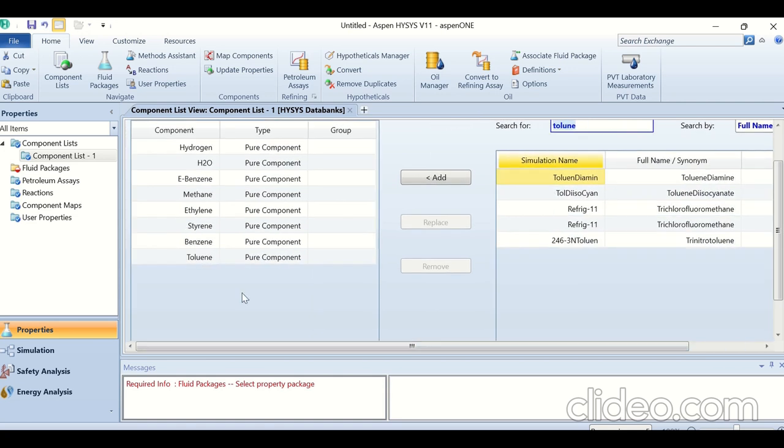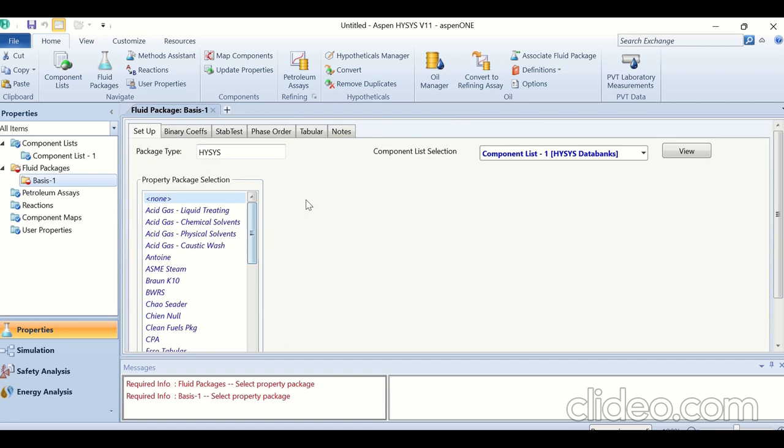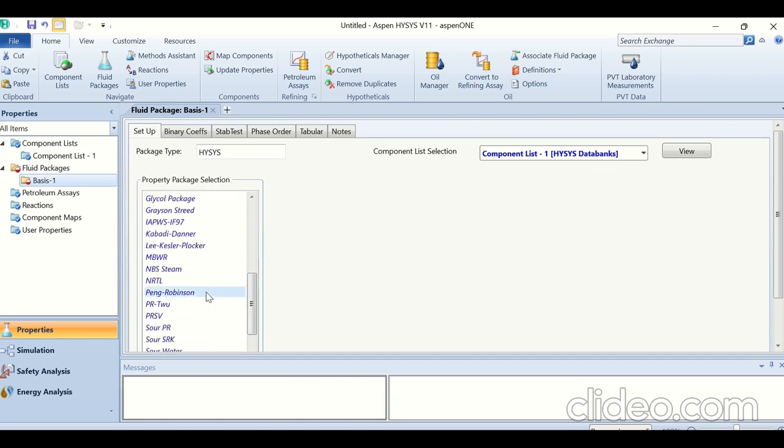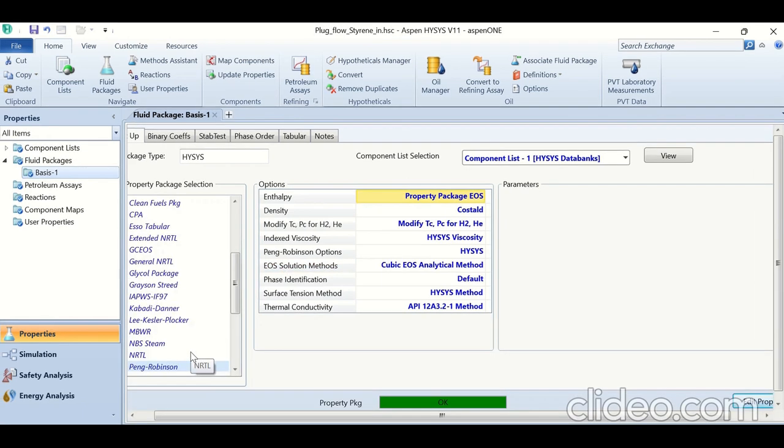So we have added all the required components. Now go to the fluid package, and click on add, and select the pyrolysis. Because hydrocarbons are involved, we will use the pyrolysis equation of state as our thermal property model. The next step is to add the chemical reaction.